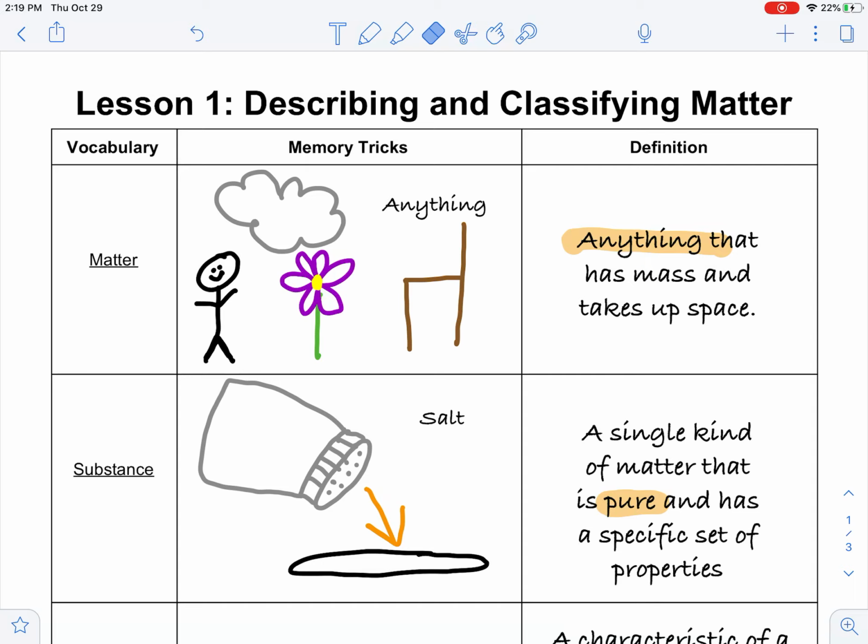You will be asked to apply these words this year. You will not be asked just to memorize definitions. So please make sure that you are really thinking about your memory trick and changing it if you need to.